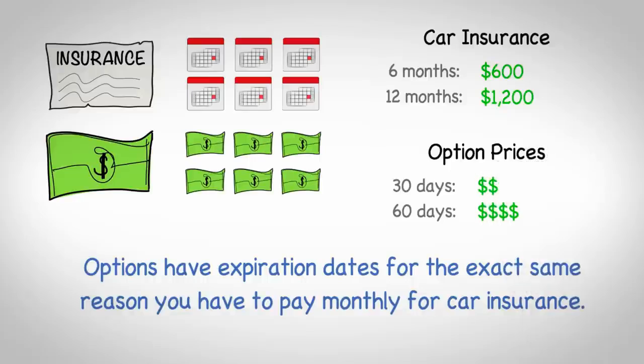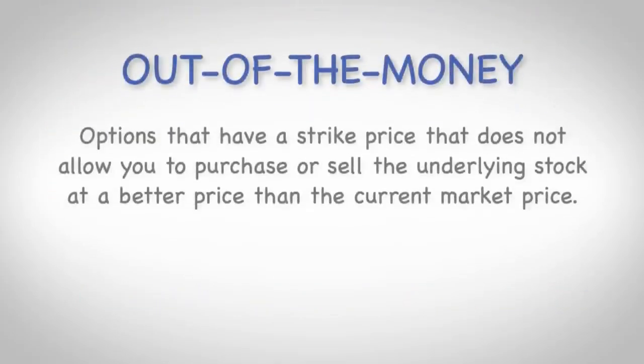In the last section, you learned about in the money and out of the money. And you learned that out of the money options are options that have a strike price that does not allow you to purchase or sell the underlying stock at a better price than the current market price.